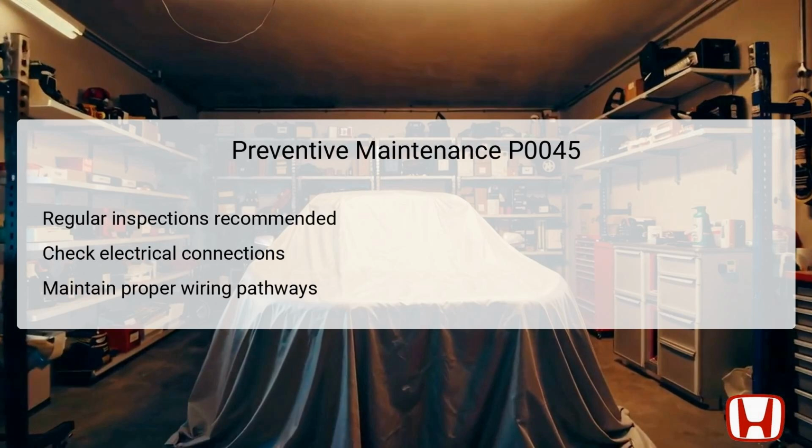To prevent DTC P0045 from occurring in the future, regular maintenance is highly recommended. This includes routine inspections of the turbocharger wastegate control actuator and surrounding components to ensure that they remain in good working order. It's also essential to check the electrical connections and wiring paths regularly, as frayed wires or loose connections can lead to intermittent faults that trigger DTCs.